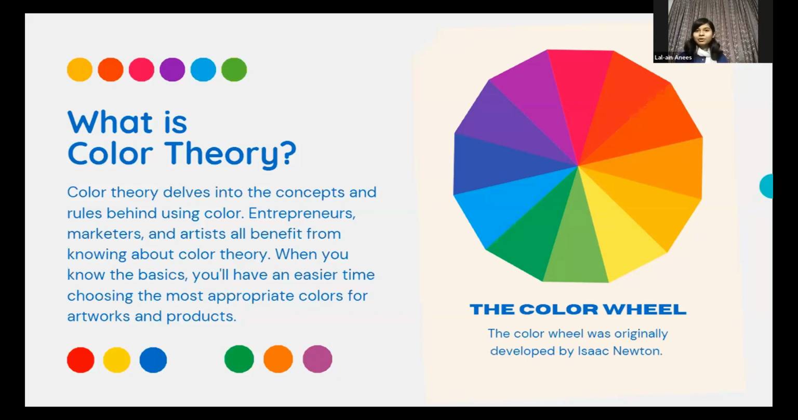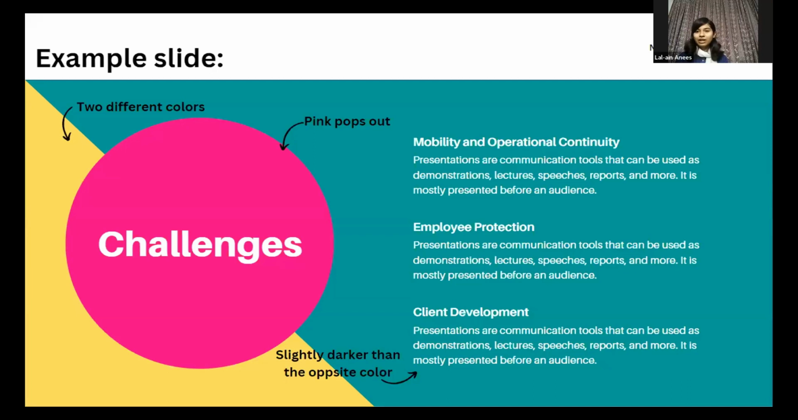Next, I will show you an example of how you can use color theory in your presentation slide. This is a slide about different challenges that people feel when presenting, but we have to focus on the colors used here. We can see that there are three main colors used: aquamarine green, which has a bluish shade to it, and yellow, not too bright, not too dark, but the one that pops out the most is actually pink.